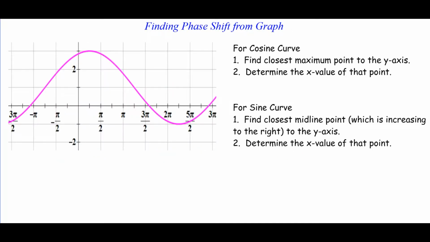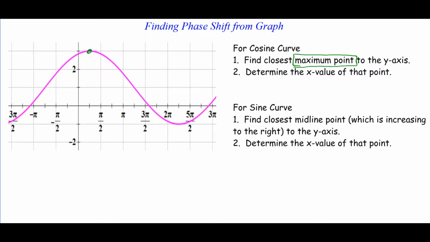Phase shift is a little more complicated. First of all, there's a different phase shift for your sine and your cosine graph, and there's actually infinitely many phase shifts that would get you the same graph. So we're going to just try to find the smallest phase shift because it will make your life easier in the future. For a cosine curve, we want to find the closest maximum point to the y-axis and then determine the x value of that point.